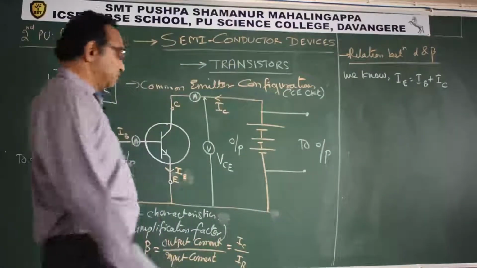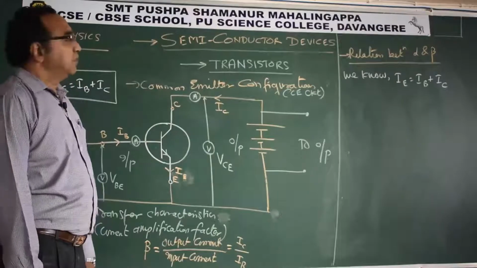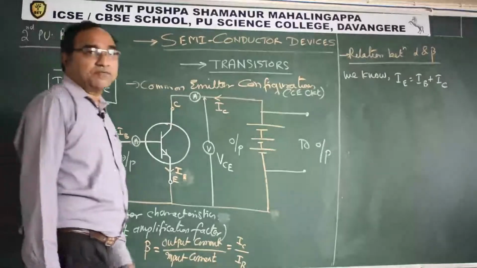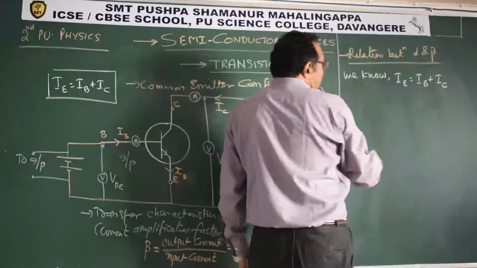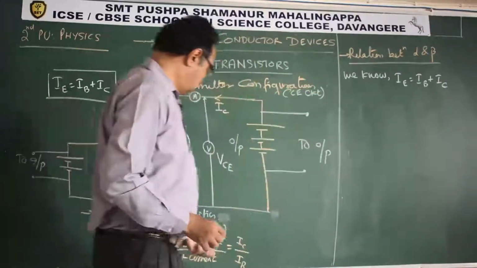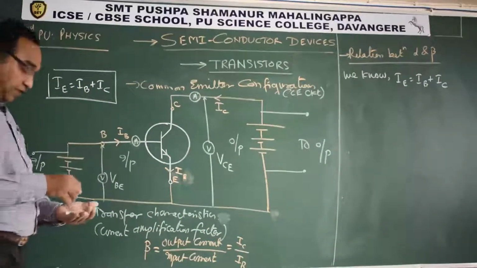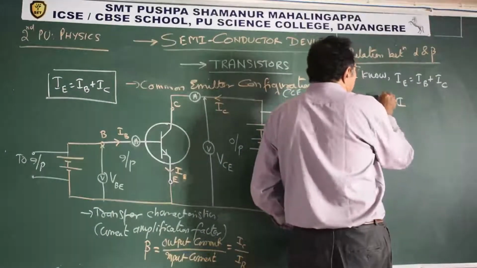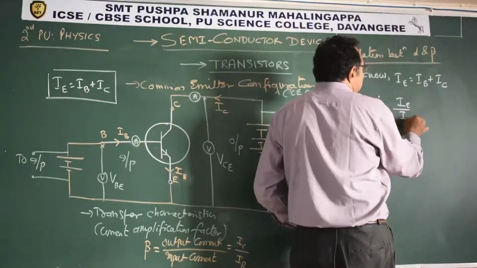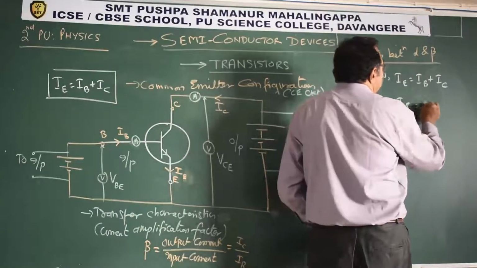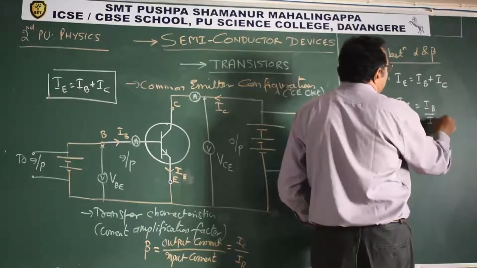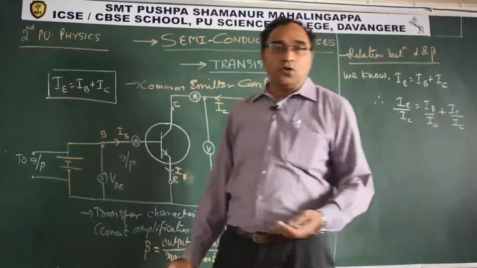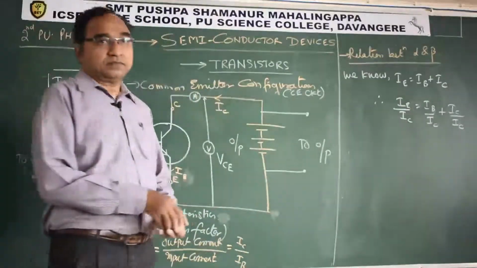Now what is alpha? Alpha is IC upon IE, na? And beta is what? IC upon IB. See, what we will do is, we can write IE by IC, and here I will write IB by IC, and I will write here IC by IC. I am dividing by IC on both sides. I am not doing any big thing. I am not involving any rocket science here.